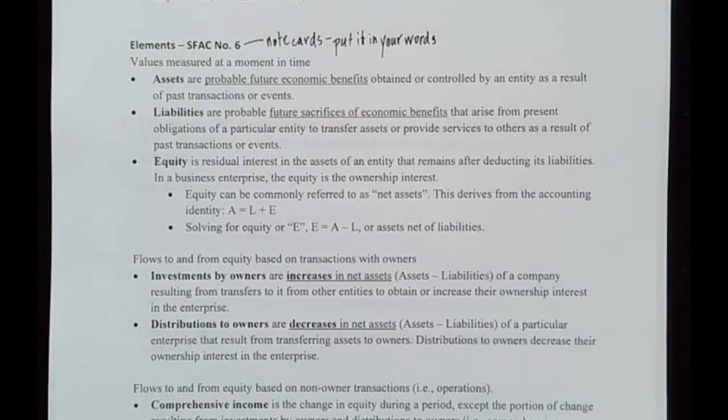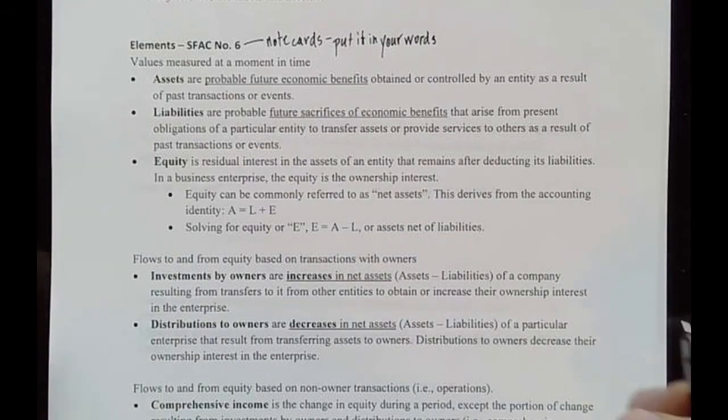So assets, there's a long definition, but really I've underlined the important part of it. They're probable future economic benefits. So they're probable, they're not certain future economic benefits, but they pass a certain threshold in terms of likelihood to happen, and they will benefit the firm economically in the future. Liabilities are the opposite of assets, because they are the probable future sacrifices of economic benefits, right? So we have a future economic benefit, and then we have those things for which we might have to sacrifice economic benefits.